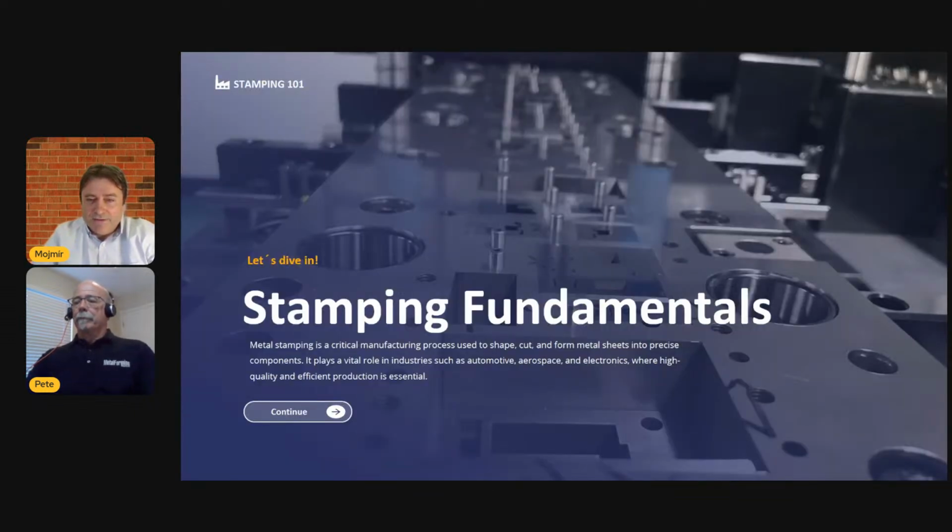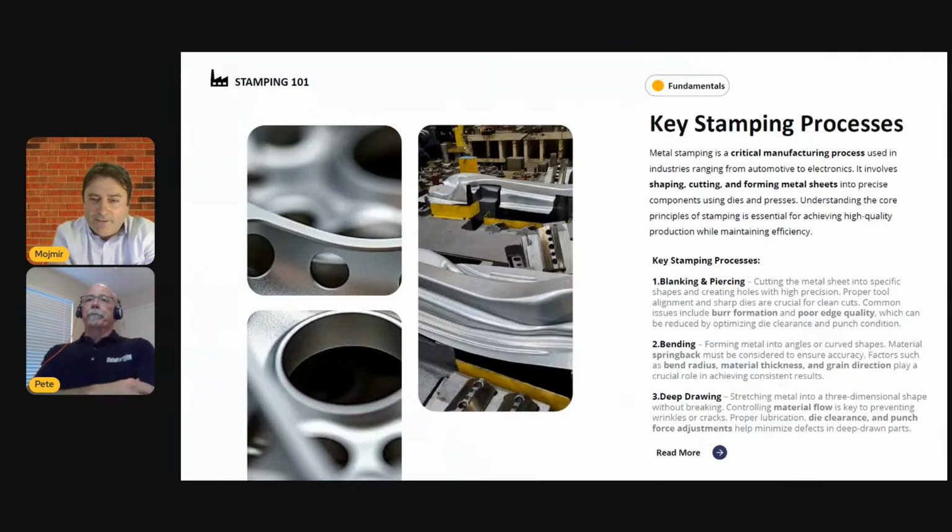Let's start with the basics. Metal stamping is a high-precision manufacturing process that involves cutting, shaping, and forming metal sheets into components using dies and presses. This technique is widely used in the automotive, aerospace, and electronics industry due to its efficiency and repeatability.